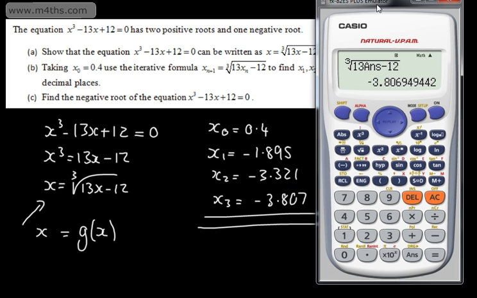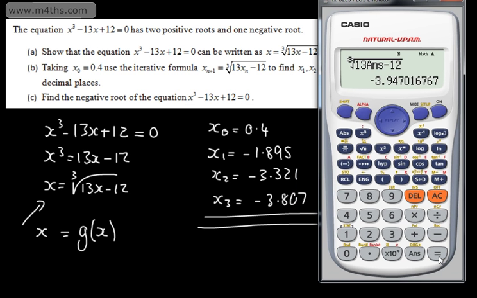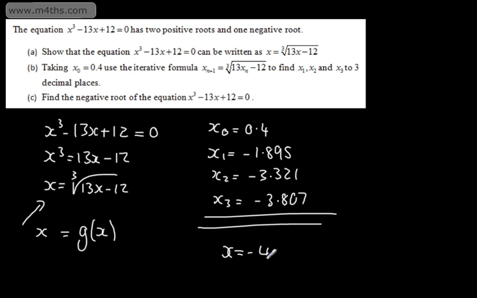So let's just keep going with this. All you do is hit that, hit that, hit that, hit that, and look at that. Where's this going? That is tending to negative 4. So find the negative root. X is equal to negative 4. So, should we check that works?